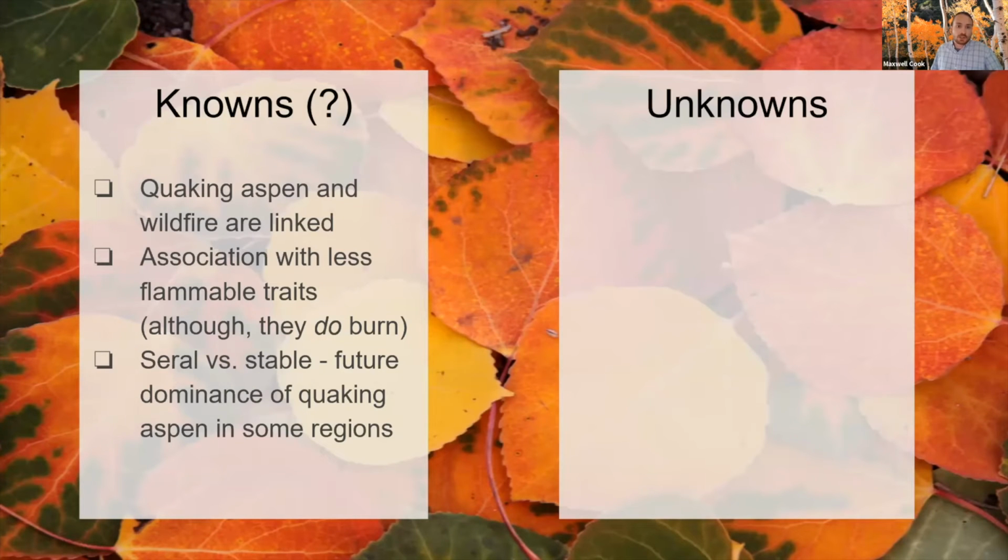So some unknowns and things that we're hoping to tackle with this work. What does the future look like? And that's a big question, I think, of this entire conference. But we know that in some areas, aspen has been declining. In others, it's been increasing. So we're not really sure what the future looks like, and we need to get a better understanding of how aspen is distributed across the landscape and what that will look like in the future.